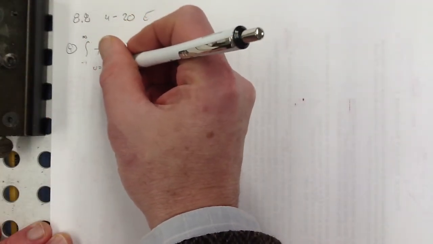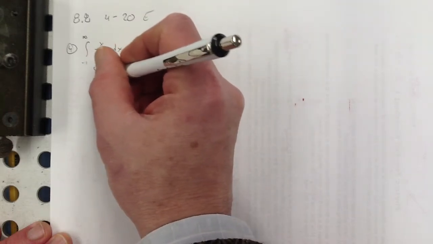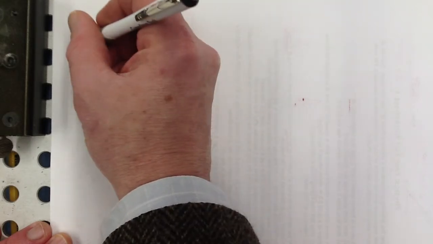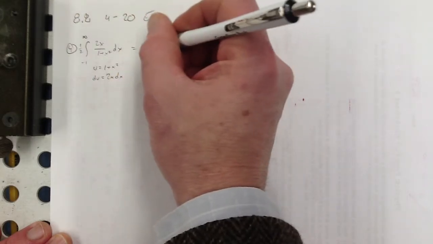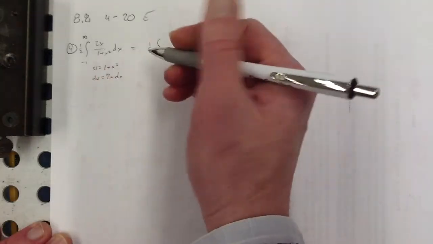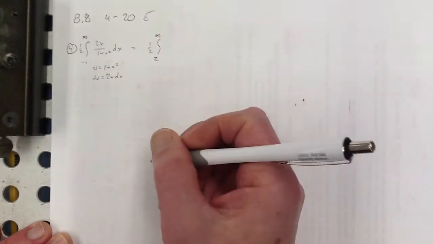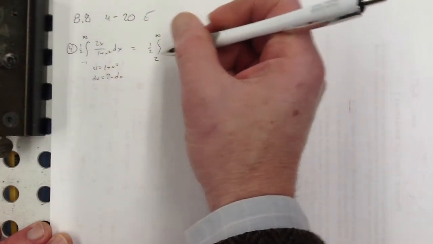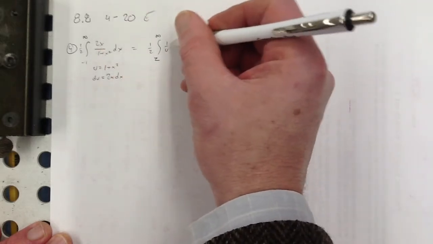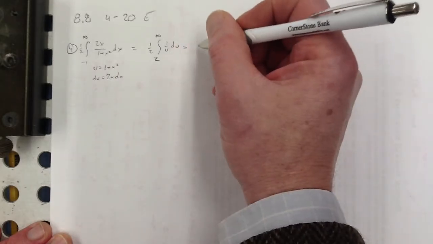u equals 1 plus x squared, so du is equal to 2x dx. So I need a 2 here, and 1/2 on the outside. The rewrite looks like this: -1 plugged in here gives me a 2. Infinity plugged in here gives me infinity. So, not ever looking back, that gives me a 1 over u du, and that gives me natural log.